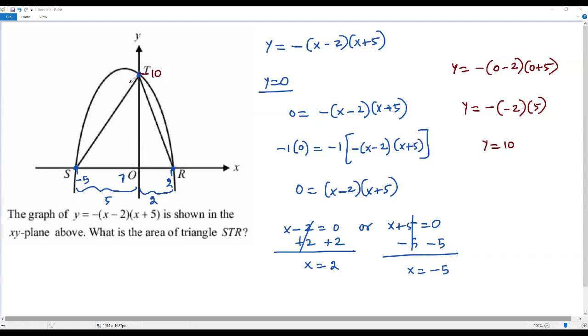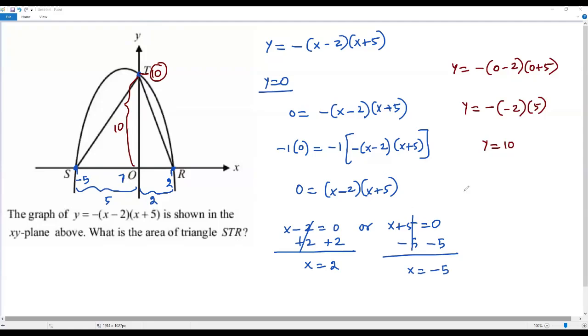Now what is the length of this OT? So here clearly this is the origin. So the distance between the origin and the point T, where we have value 10 on the y-axis, is clearly 10 units. So that's the height of the triangle. The height of the triangle is 10 units. Now we have both the base and height of the triangle. Base is 7, height is 10.